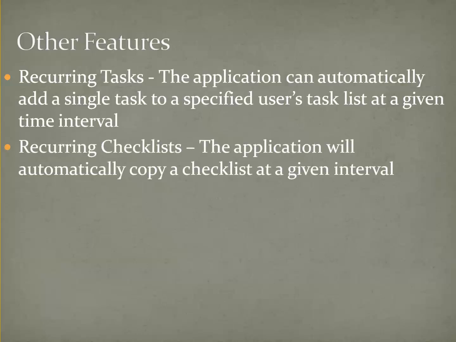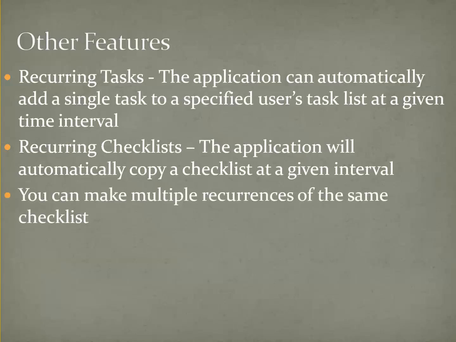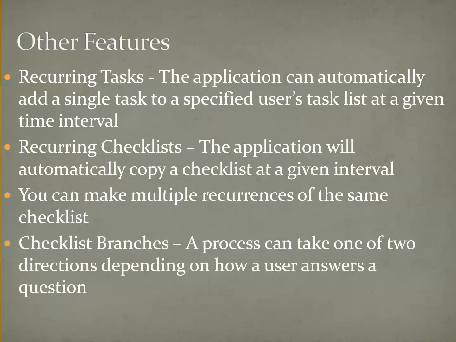You can also add recurring checklists, where the application automatically copies an entire checklist at a given time interval. And you can make multiple recurrences of the same checklist. So if each of your salespeople had to do a sales report at the end of each month, and there was 10 steps in that process, you could have it make 10 copies of the same checklist and assign the things to each of your different salespeople.